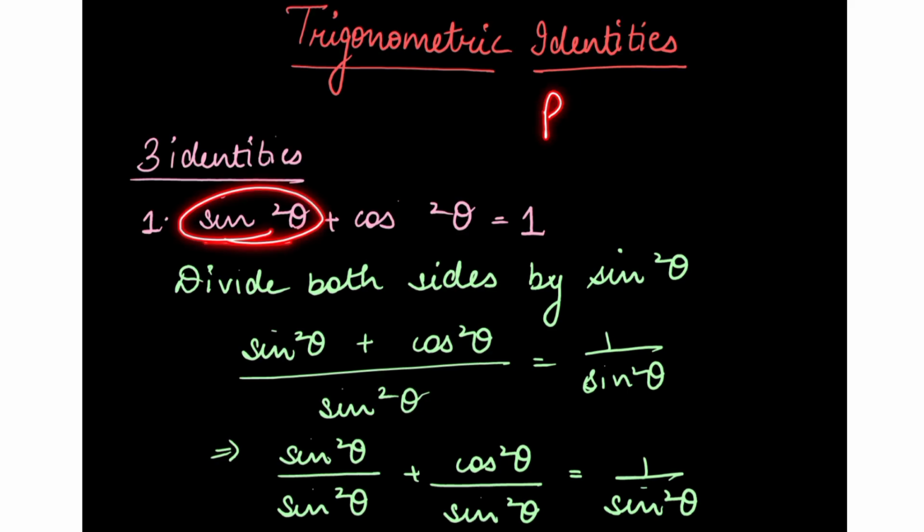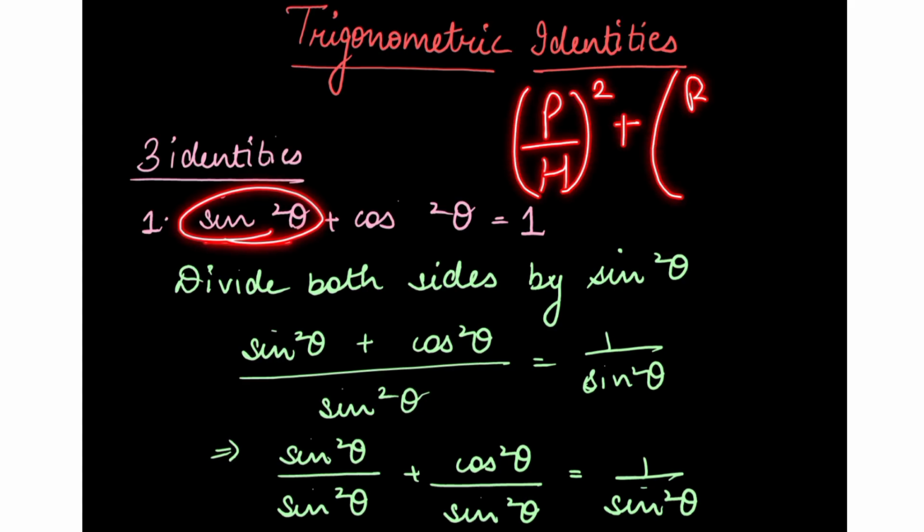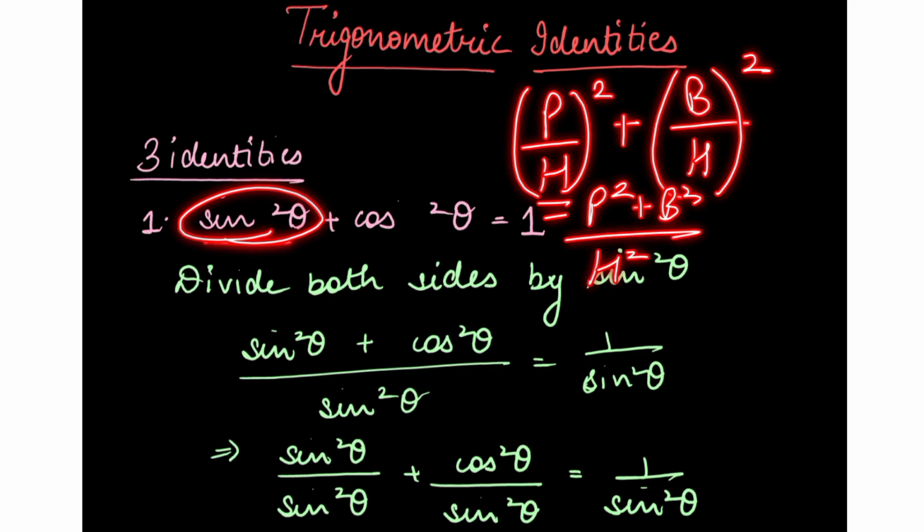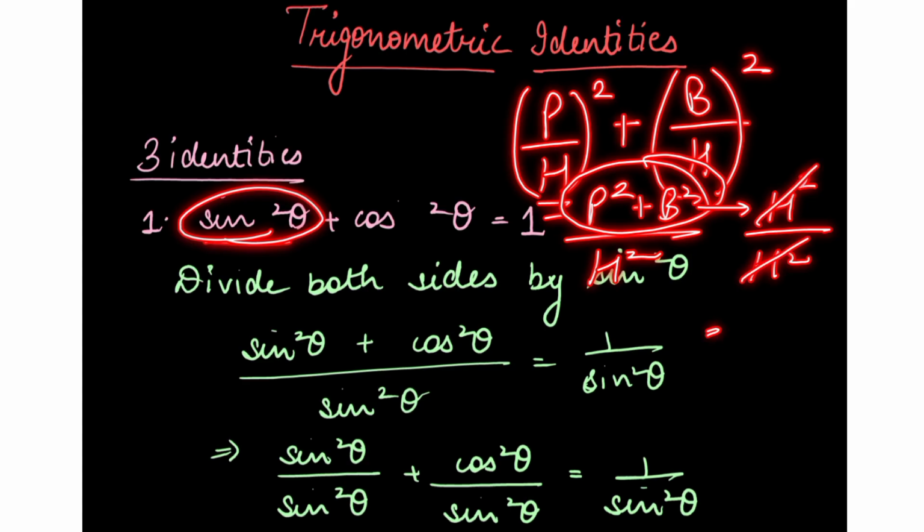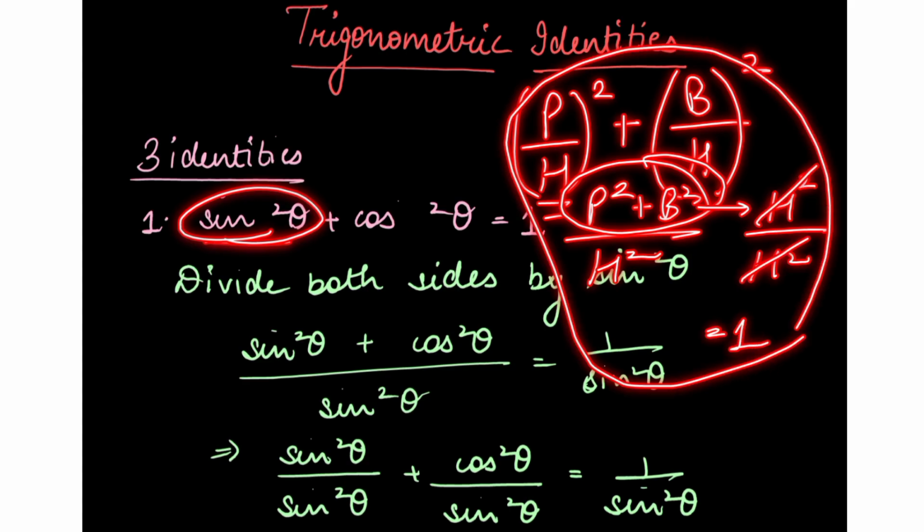What is sine theta? Sine theta is perpendicular upon hypotenuse whole square, plus what is cos theta? Base upon hypotenuse whole square. So this comes out to be p square plus b square upon h square. P square plus b square is hypotenuse square, upon hypotenuse square. Cancelling this we get 1. So this identity is proven.